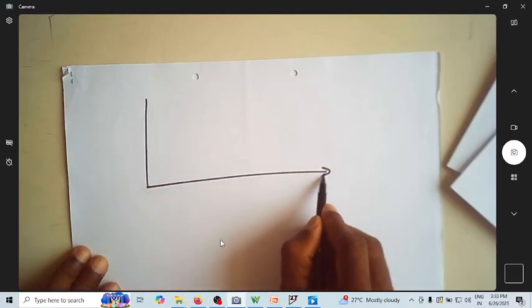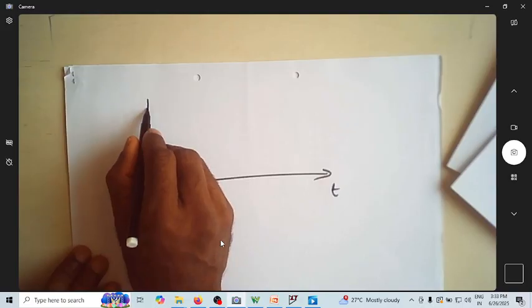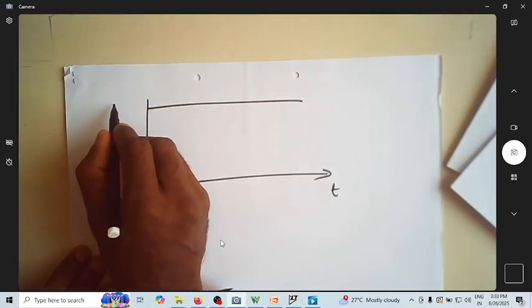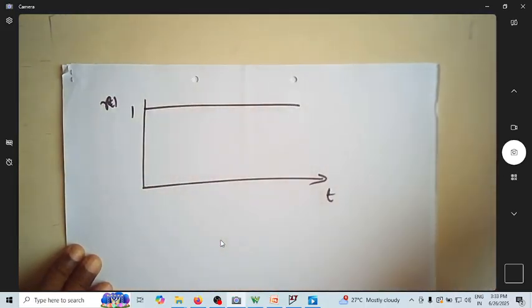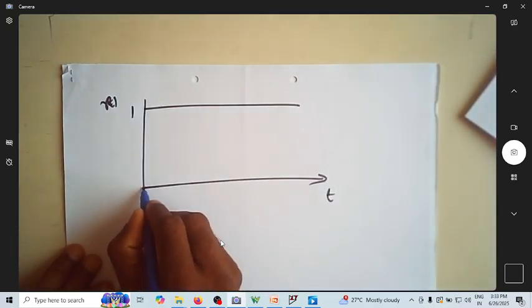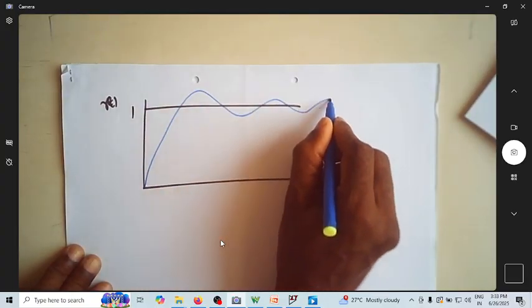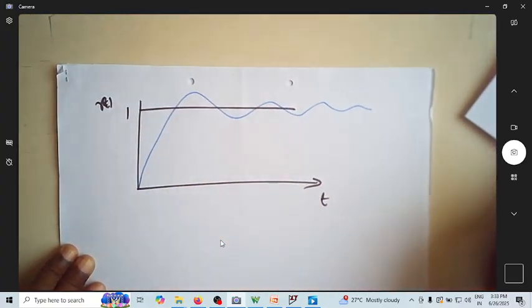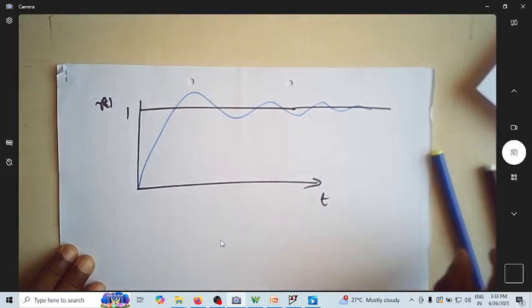And now let us try to find out what the constituents of this time response of a second order system are. This is the input R of t with magnitude 1. So we will end up with the time response of the system, something like this. So it is a damped one. It exactly goes like this for the input which is given.